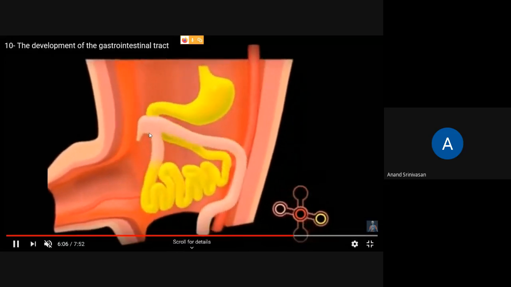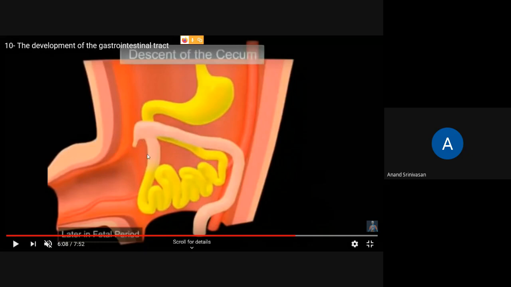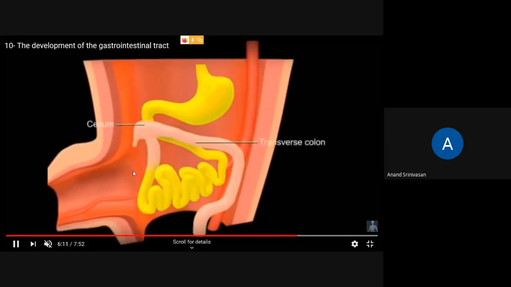Finally, the cecal bud, which is initially located in the hepatic region, later on there will be descent of the cecum to the right iliac region.